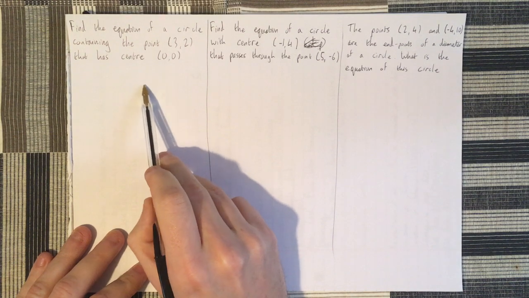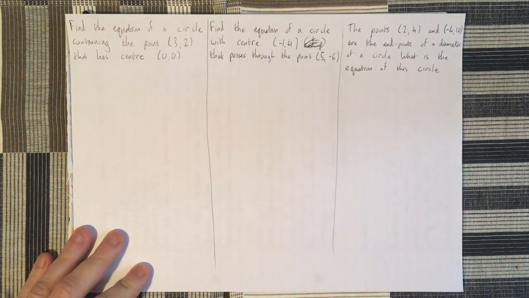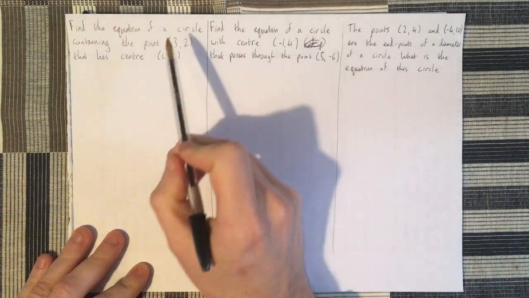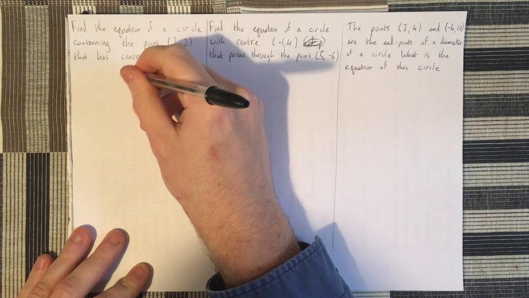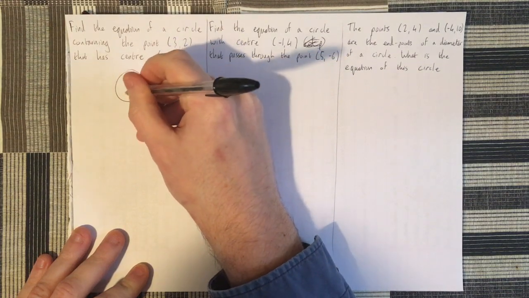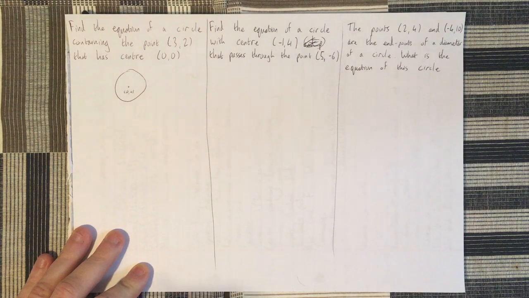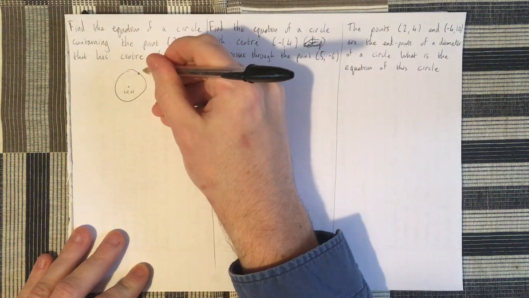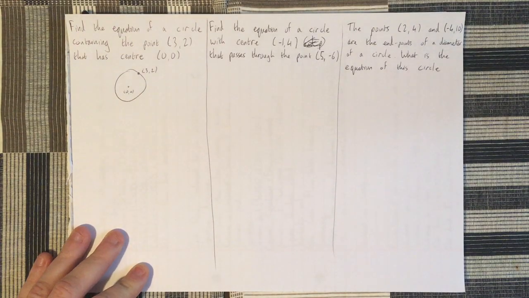The issue is that number is the radius squared, and I don't know the radius. I'm not given that information in the question. But if I sketch this real quickly, what are they telling me? They're telling me that the center of this circle is 0, 0. And they're telling me that the point 3, 2 is on the circle. So it contains that point.